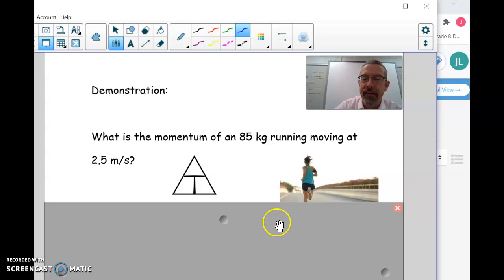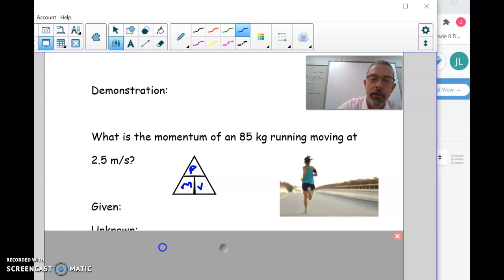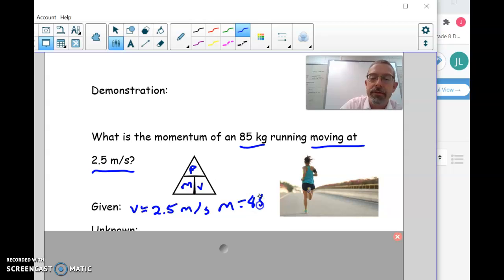So we've got an 85 kilogram runner moving at 2.5 meters per second. So I've got my P, I've got my M, I've got my V. That's going to be my little equation triangle to help me out. So what is the problem giving us? Well, they're giving us the velocity. The velocity is 2.5 meters per second. I can recognize that right here: moving at 2.5 meters per second. And they're also giving us the mass. The mass equals 85 kilograms.